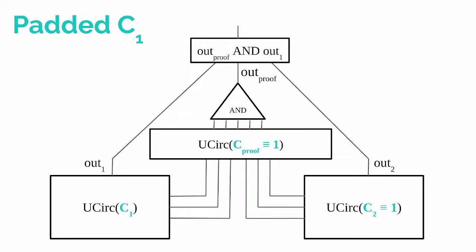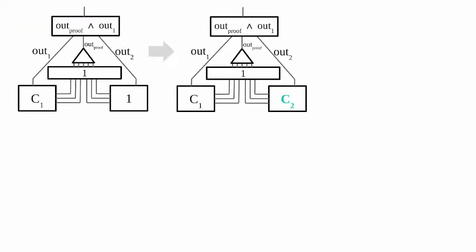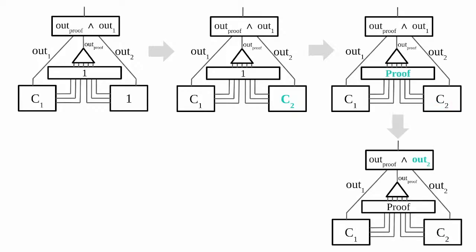I will compute a universal circuit for C1. And the C2 part, I don't know what C2 is. This is just a filler part. All of these gates in this part always output 1. And then the proof, the construction also doesn't know. So this is just a placeholder for the proof, and every gate here constantly outputs 1. So that's the initial state. And I want to eventually, through a sequence of hybrids, get to a padded version of C2.